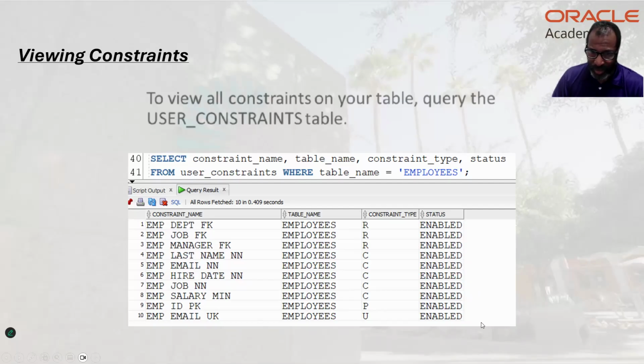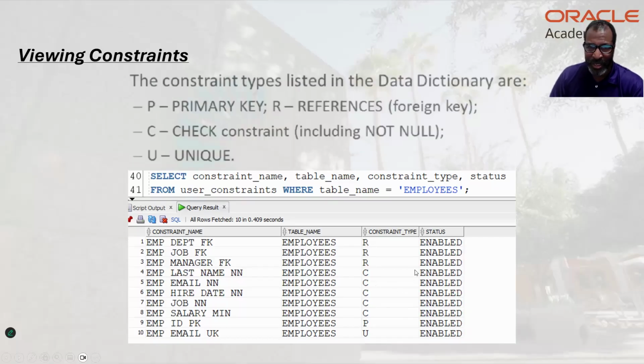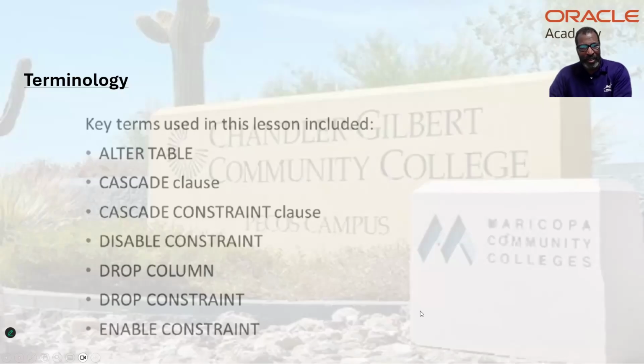Currently, it gives you the table, the type: check constraint, unique, primary. What's R? What's R constraint? Oh, here we go. R is reference, like a foreign key. So it's a foreign key. P is primary key. C is check. And U is unique, including null, including not null. All right, that's constraints.